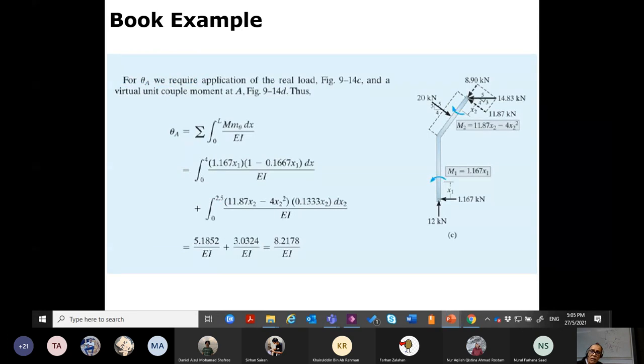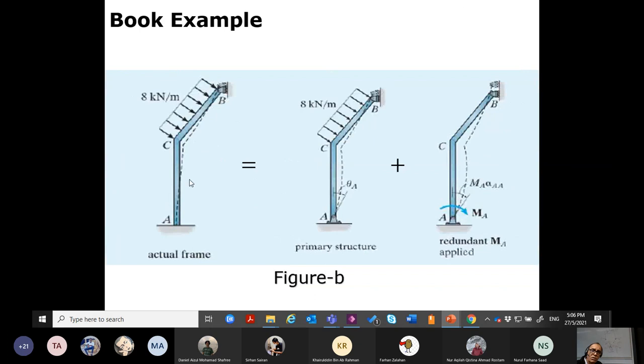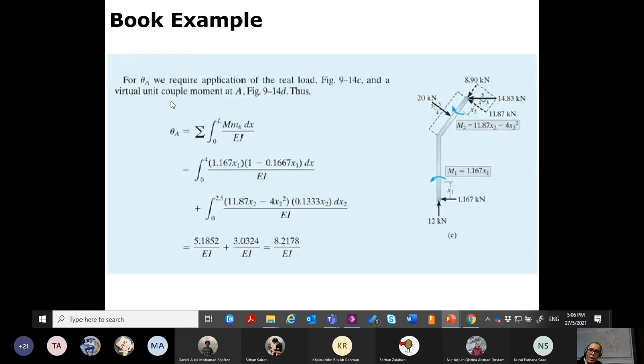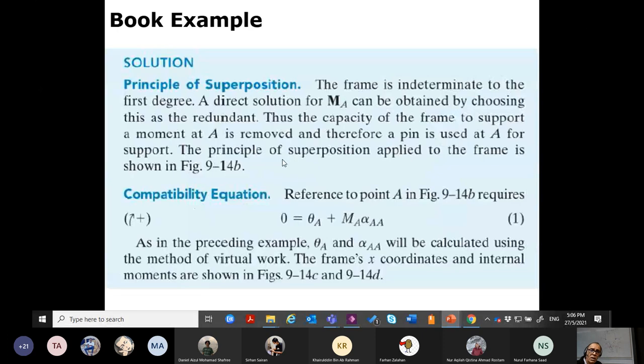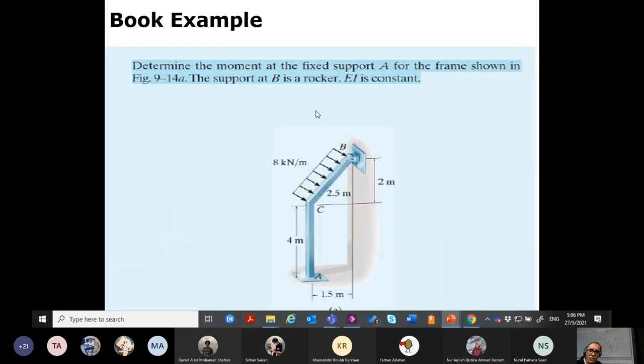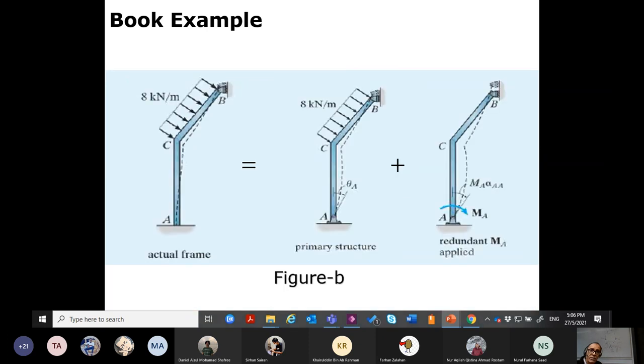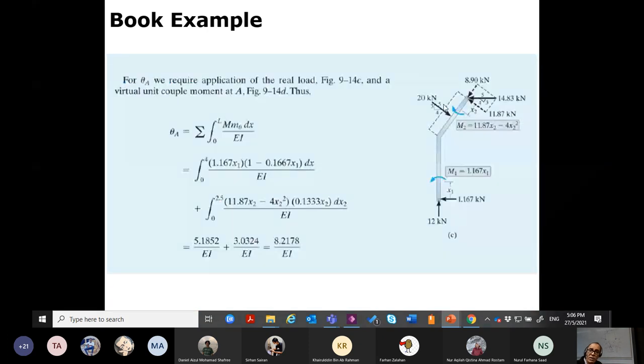Okay. So again, for the primary structure, same thing, we can just apply it. This force is perpendicular to this diagonal element. It is given as 8, and the length of this diagonal element is 2.5. So 8 into 2.5, 16 and 4, 20. So it is 20.